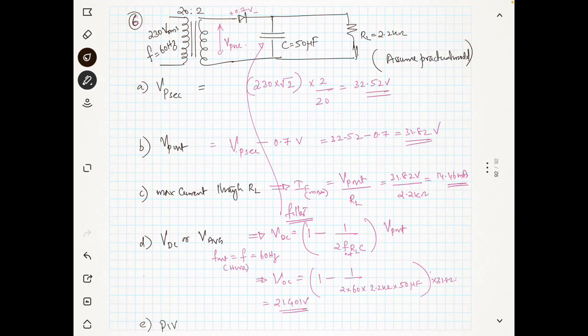The next part of the question is the peak inverse voltage. The peak inverse voltage is equal to VP secondary in a half wave rectifier, because it is a half wave rectifier. So this is nothing but VP secondary, which is 32.52 volt. That's it. So this is how to solve this type of problem.